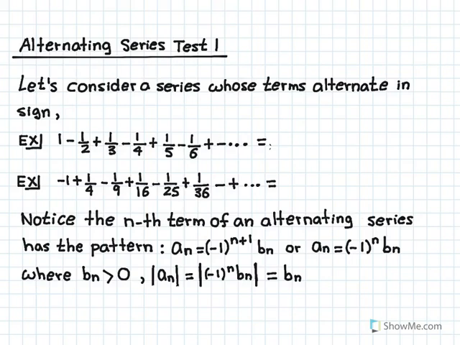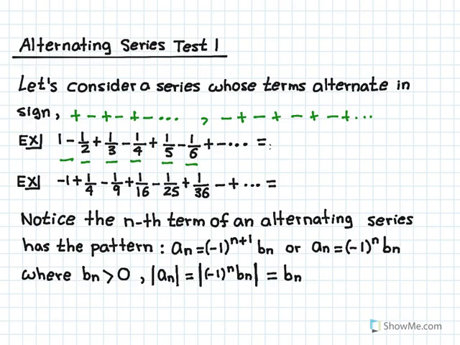In this video, we're going to look at a test known as the alternating series test. Let's consider a series whose terms alternate in sign. So the first term is a positive, the second term is a negative, plus, minus, plus, minus, plus, minus, and so on. Or we could start with a minus, plus, minus, plus, minus, plus, and so on. So here's an example of an alternating series. Here we have 1 minus 1/2, plus 1/3, minus 1/4, plus 1/5, minus 1/6.